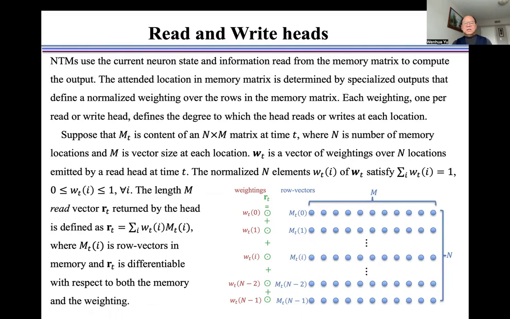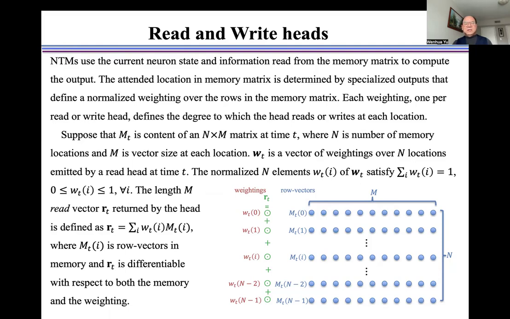The intended location in the memory matrix is determined by specialized outputs that define normalized weightings over the rows in the memory matrix. Each weighting, one per read or write head, defines the degree to which the head reads or writes at each location.